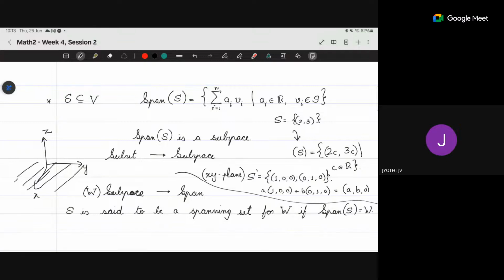And now if you take the subspace which is the XY plane and ask what is a spanning set for the XY plane, (1, 0, 0), (0, 1, 0) is a spanning set. But there are more spanning sets also. You can take (1, 0, 0), (0, 1, 0), (1, 1, 0). That (1, 1, 0) is a redundant element, but still it's a spanning set. And if you want a basis, then you will have to have linearly independent elements which span the given set.